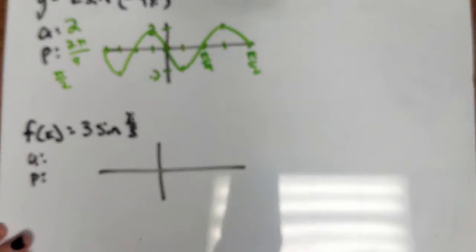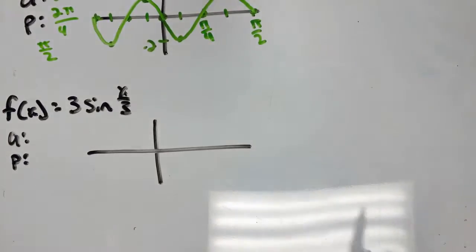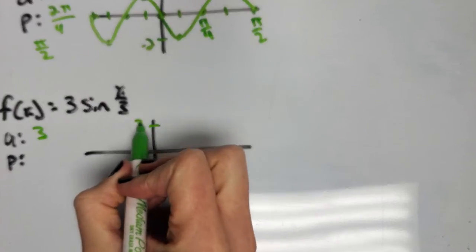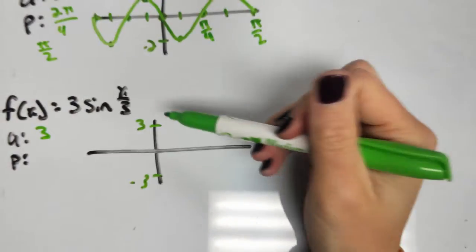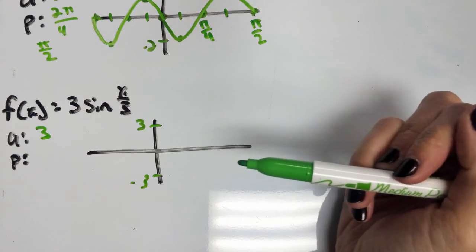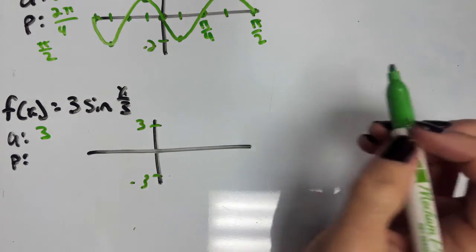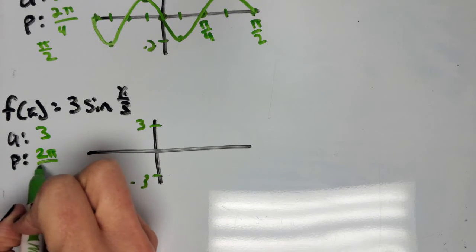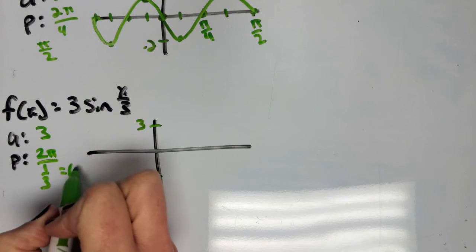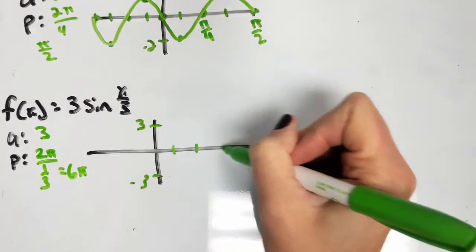Then, my last one, we've got a fraction for b again. Amplitude is 3, so I'm going to go ahead and do my 3 and -3. Don't get in the habit of doing this, because when we start shifting it vertically, it's going to be affected, but for right now, I'm going to set that up. 2 pi over 1/3 is going to give me 6 pi for my period, so 4 intervals.